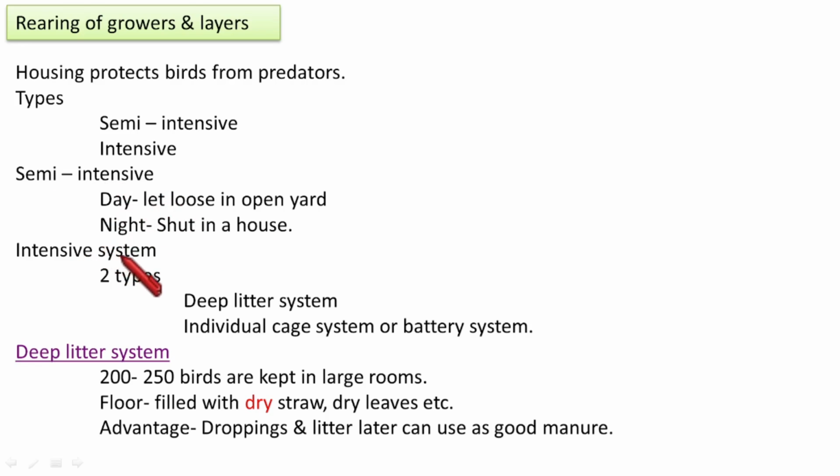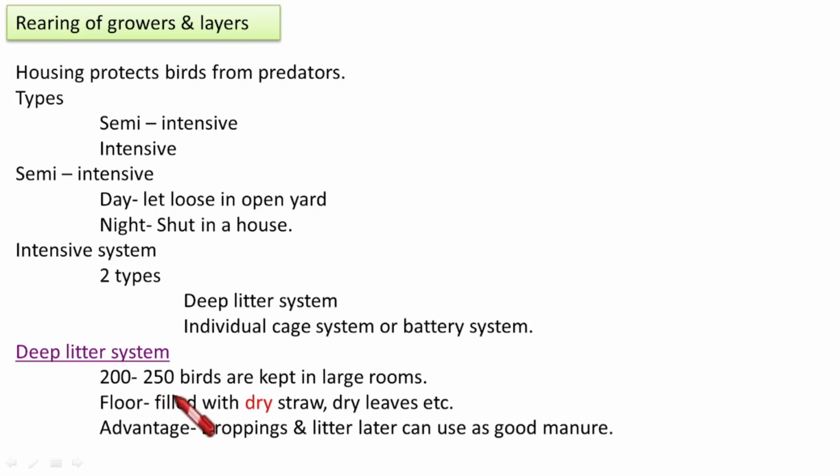And intensive itself is again divided into two types. They are the deep litter system and the individual cage system or battery system. So let's see what the deep litter system is. In the deep litter system, around 200 to 250 birds are kept in large rooms. I will show you the image later.